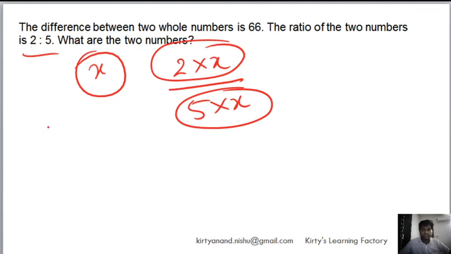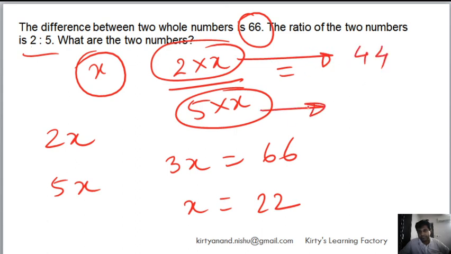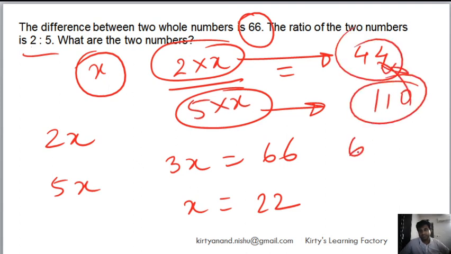So we can say that the smaller whole number is 2x and the larger whole number is 5x and their difference is 3x, which is nothing but 66. Therefore x is equal to 22. Therefore the smaller whole number is 2 into x, which is 44, and this is 5 into x, which is 110. And then you can subtract and see that indeed the difference is 66. Therefore my calculation is right.